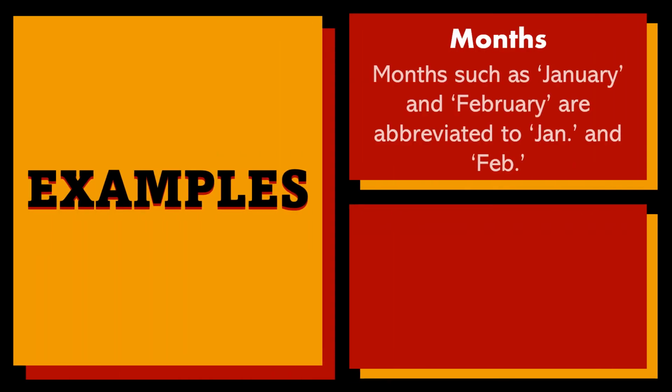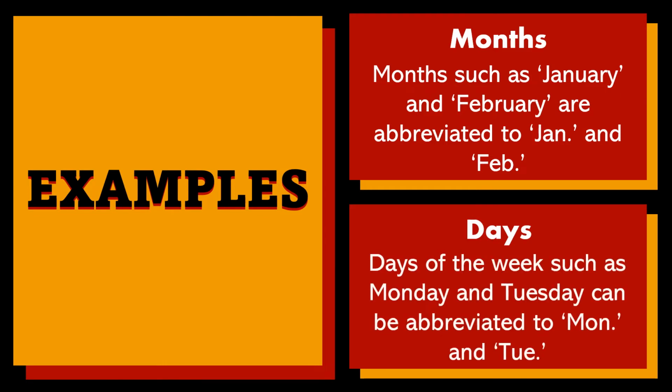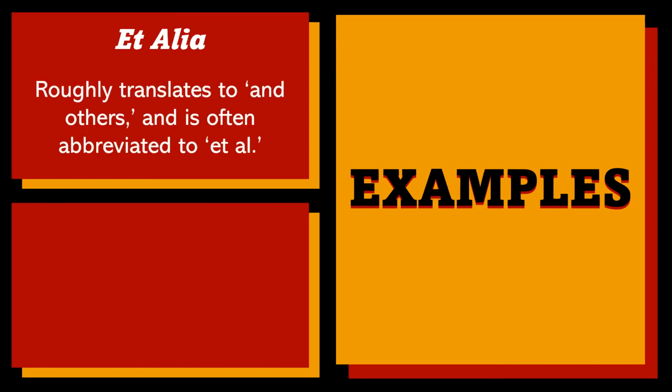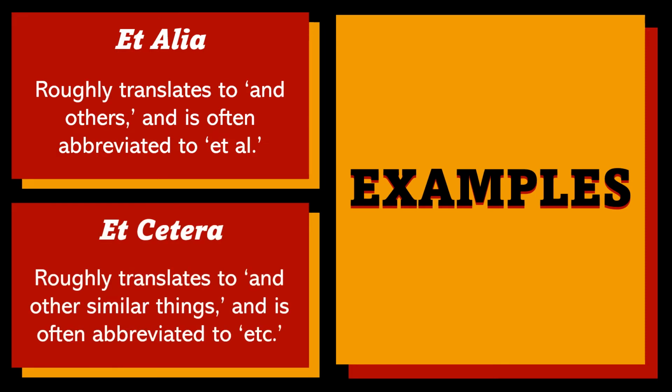Let's take a look at examples. The months, such as January and February, are abbreviated to Jan. and Feb. The days of the week, such as Monday and Tuesday, can be abbreviated respectively to Mon. and Tu. Also, we've got terms like et alia, which comes from Latin, roughly translates to "and others," and is often abbreviated to et al. We have the full word et, and alia is abbreviated with a period. Etc. roughly translates to "and other similar things," and it is often abbreviated to etc.